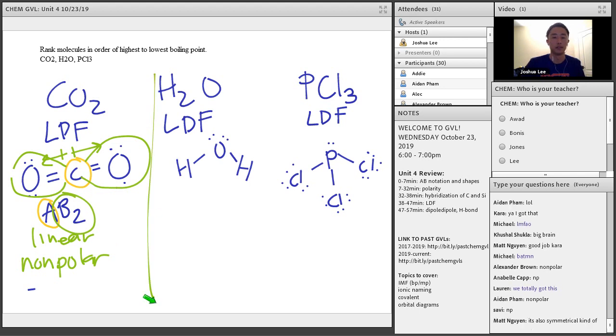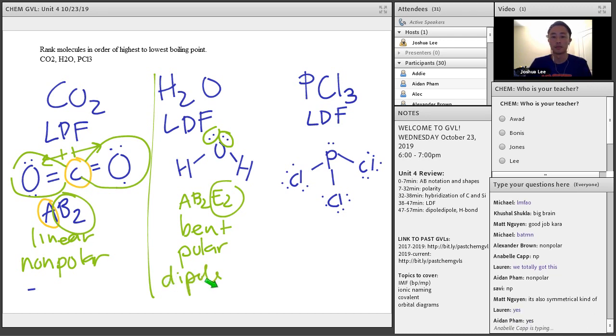So for this one, this is an AB2E2. E2 because of my two pairs of lone electrons. So this one's bent, automatically polar, meaning do we have dipole-dipole? Yes, we do have dipole-dipole.